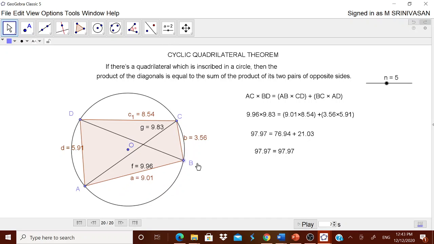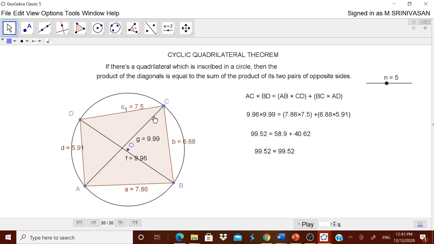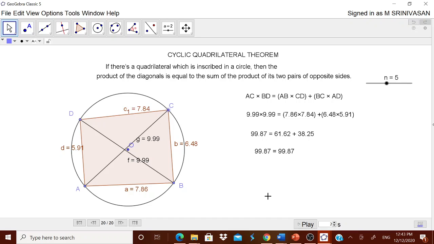Okay, now a child can pull and push it and then check whether the cyclic quadrilateral theorem holds good everywhere. Definitely it will hold good everywhere. But remember, whenever you are rounding off to 0 decimal places or 1 decimal place, there may be a problem in that summation and there may be a little bit of approximation. Or I have taken up to 2 decimal places.